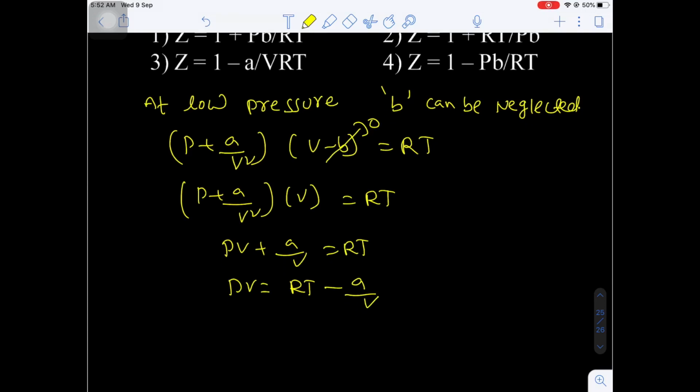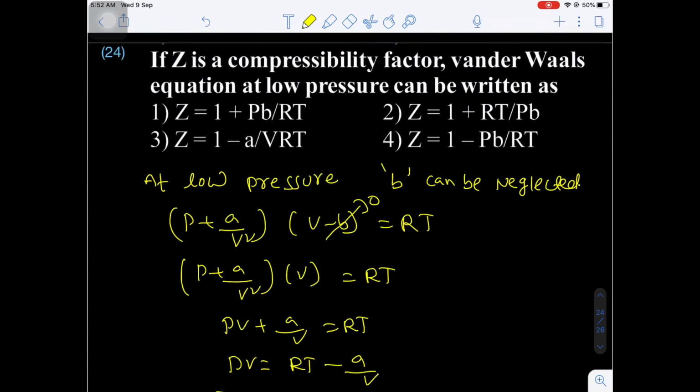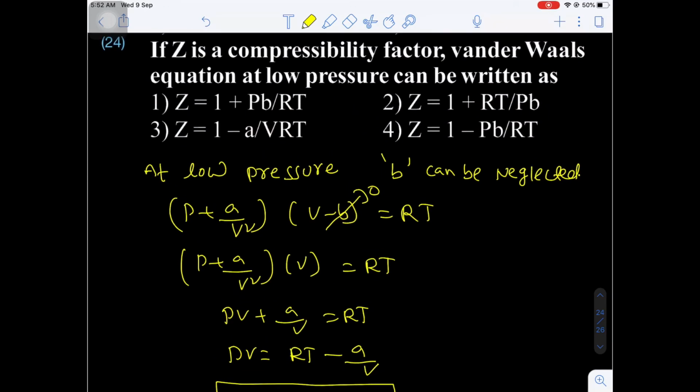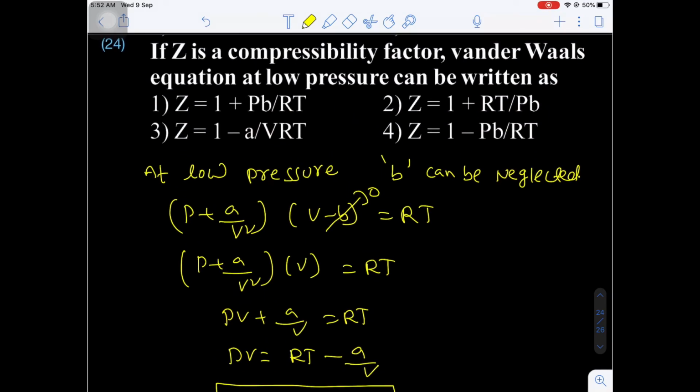Dividing by RT on both sides, the left side gives PV by RT, which is the compressibility factor Z. On the right side, RT by RT is 1, minus a by RTV. So this is the compressibility factor at low pressure, that means 1 minus a by RTV. That will be option number 3.